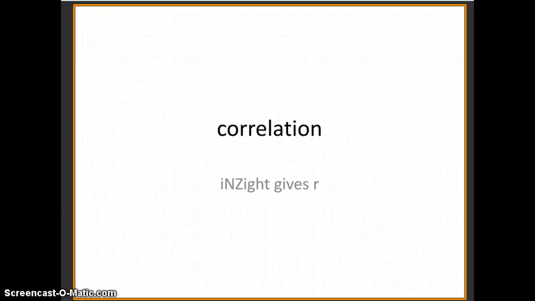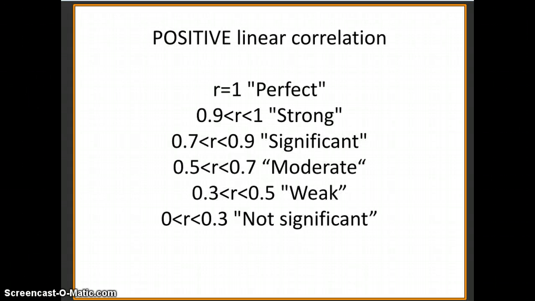Okay, I'm just making sure everybody knows what correlation means. So inside our bivariate data gives us R, which is our correlation coefficient. If there's a positive linear correlation, R will be positive. If it's 1, the correlation is perfect. If it's between 0.9 and 1, it's strong.